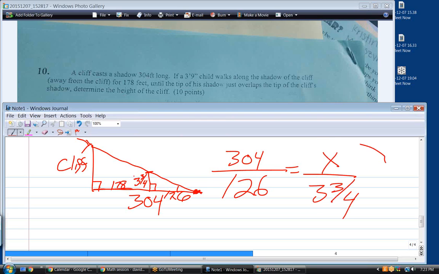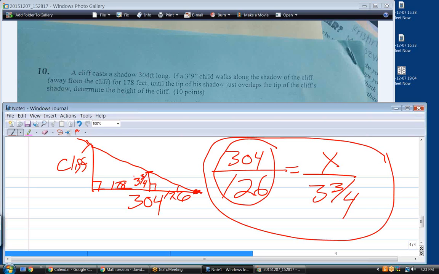And the most important thing to do there is to make sure you don't go big to little and then little to big. Make sure you stay in the same order. It doesn't matter. Little to big works just as well as big to little, if you don't mind numbers less than 1. But the biggest mistake you can make is switching them. In other words, if you always go little to big, then clearly the height of the cliff is bigger than the child, so I have to put it in the numerator.